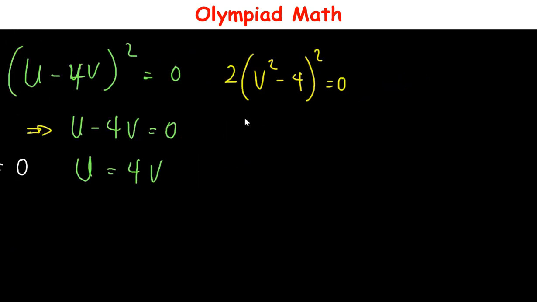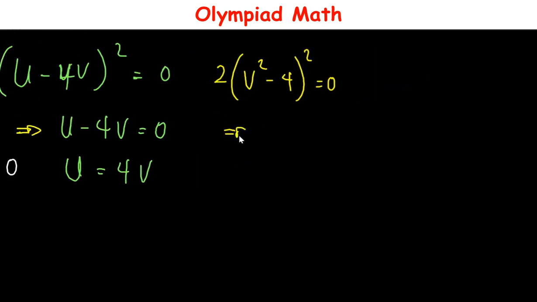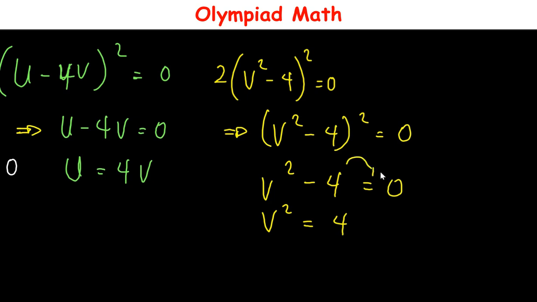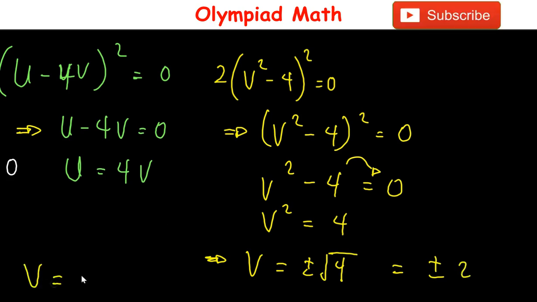With this, let us solve this other one. If we divide both sides by 2, this implies that (v² - 4)² is equal to 0. And with this, if we take the square root, we have v² - 4 = 0. So v² is equal to 4. If we take the square root of this equation, this implies that v equals plus or minus the square root of 4, and with this, v is equal to plus or minus 2, such that v is equal to 2 or v is equal to -2.